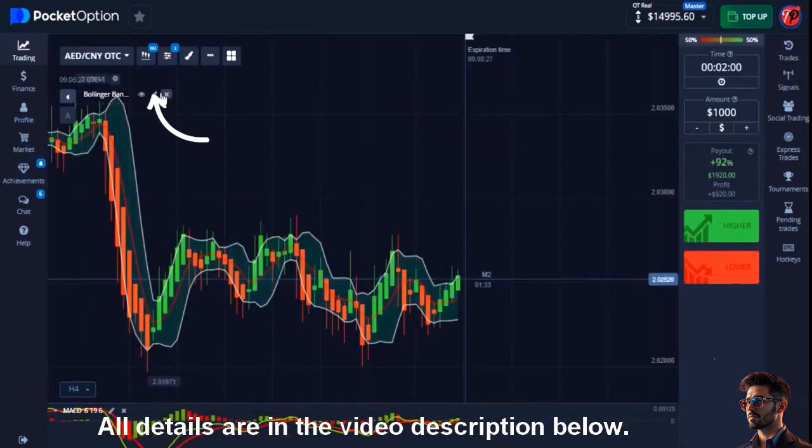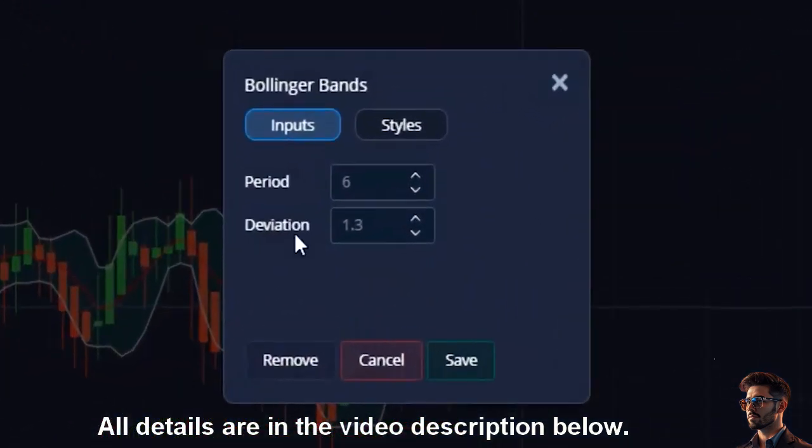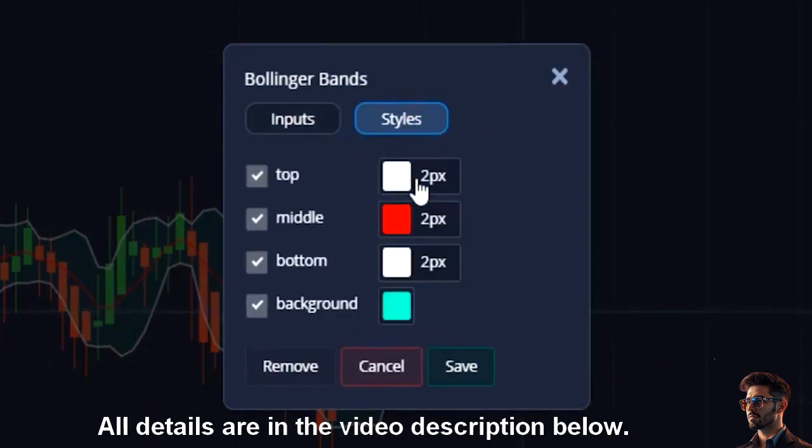And this is the setup of my Bollinger Band. On the period part here, I use 6. The deviation here is 1.3. On the style part here, I make use of this color combination. The top color is white, the bottom color is white as well, while the middle color is red. I use this background color right there, and I make sure I take all my lines to be 2 pixels. So that's pretty much all I do. When you're done, you hit save.